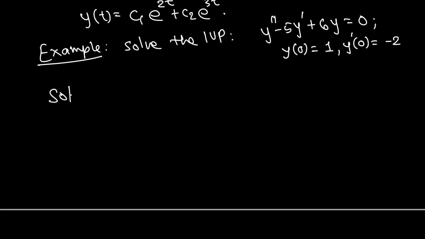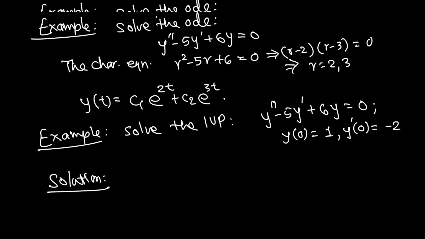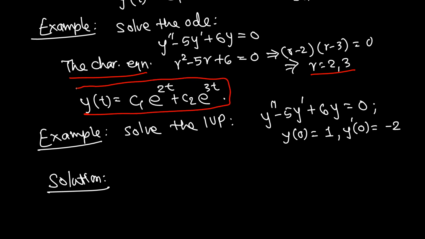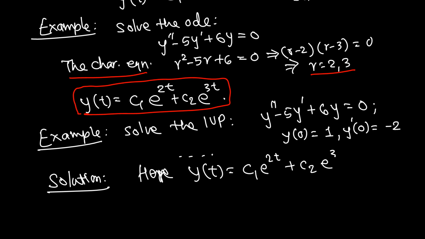To solve this, first we find the general solution like last time. This is the same ODE as before, so you need to find the characteristic equation, then find the roots. We are just considering the real and distinct roots case. Then we have this general solution. After a couple of steps, we have the solution c1 e raised to 2t plus c2 e raised to 3t.